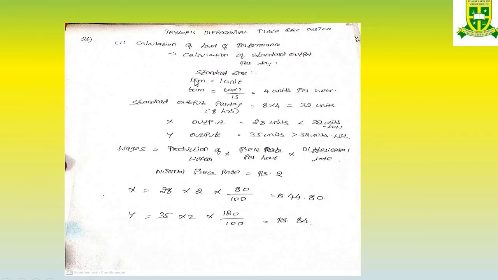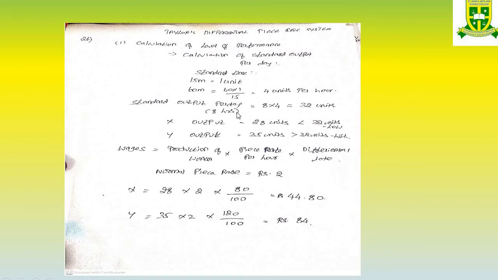I repeat once again. 15 minutes is taken for producing 1 unit. To find out per day, first I have to convert into hours, then into days. In 1 hour, how many minutes are there? 60 minutes. So 60 minutes equal to how many units? 60 into 1 divided by 15, which is 4 units. So now I have per hour. Now I have to convert into per day. In a day, how many hours are there for production? 8 hours. So 8 into 4, which is 32 units.